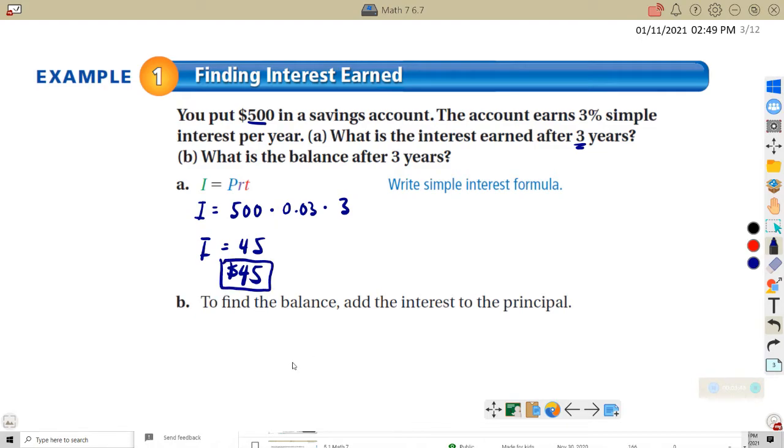Now the balance is the amount that the account shows. So if you started with $500 and now after 3 years you have $45 interest, we're going to add the interest to the principal. So $500, that's our principal, plus $45, which is our interest. Our balance is $545. See, this is pretty easy but you have to remember this formula: interest equals principal times rate times time.